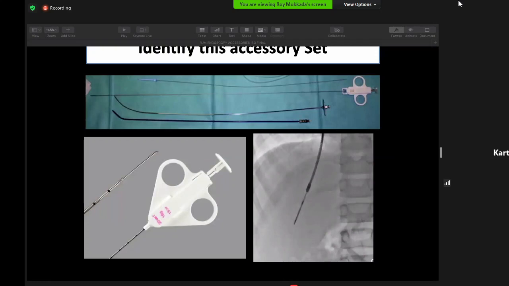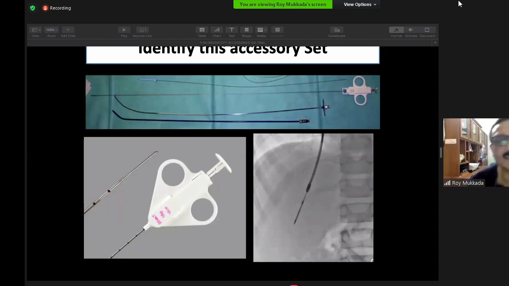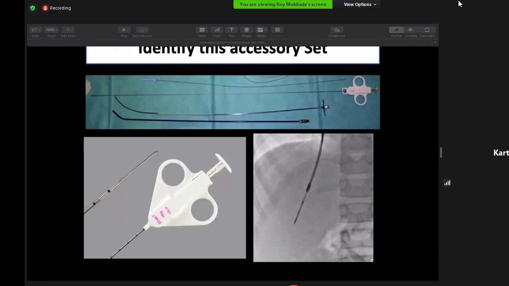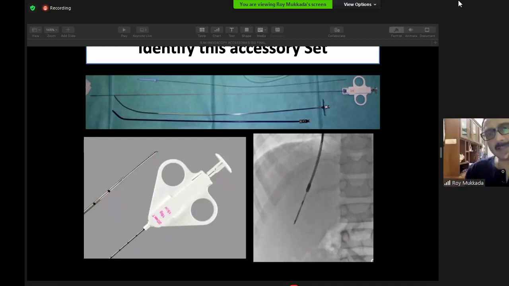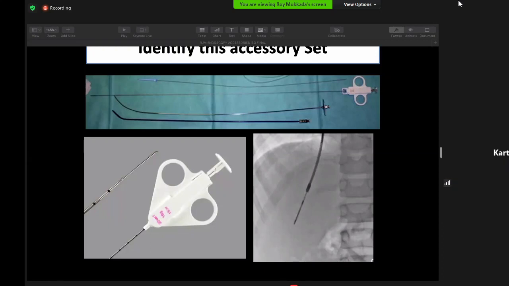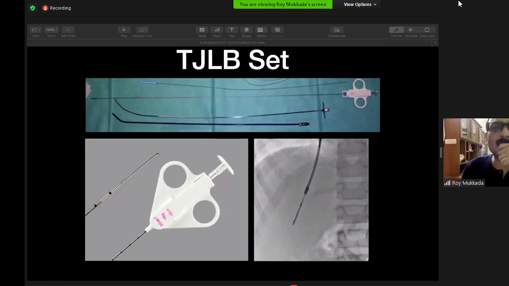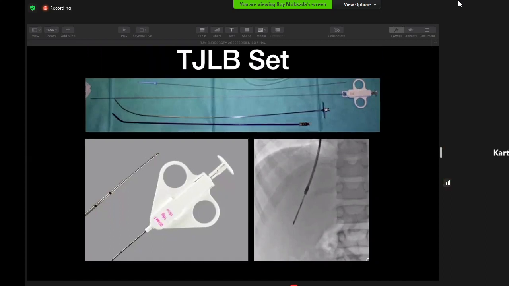Sir, yes, sir. Can you identify this accessory which is being shown here? Sir, is it transjugular? You're right. Yes. Where is the tip of the apparatus in the last picture? For transjugular, sir, for TIPS, sir. Transjugular liver biopsy, sir. Okay. Right. The transjugular liver biopsy.